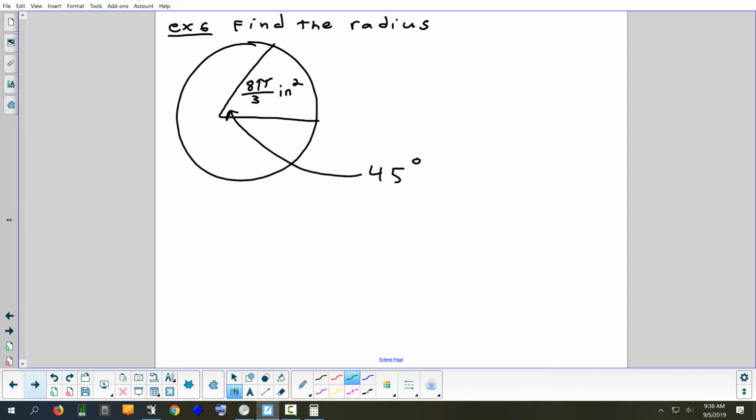Well, how do you know the 8 pi over 3 isn't an arc length? Maybe I just put the label on the inside, although that would be confusing if I did that. But there's a real important thing to look at that tells you that that's not an arc length. Yeah, Brandon? It's squared. Inches squared means it's an area. Okay, I know I'm doing something with area. So let's write our formula.